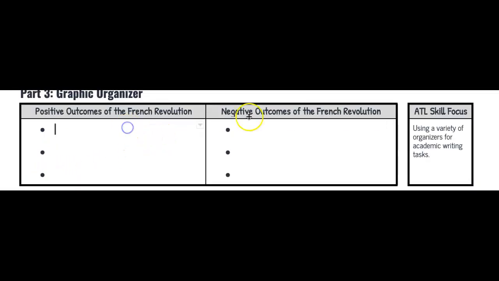Alright, your whole chart for your graphic organizer should be filled out. If there are any other outcomes, negative or positive, of the French Revolution that you wanted to write down, feel free to do so. You can do that underneath, you can do that on the side, wherever it makes sense for you.